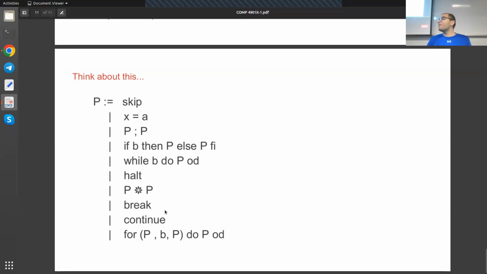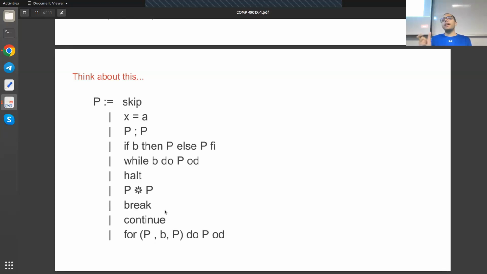Now, here's a question. What happens if I have break and continue in my programming language? Because until this point, I'm just talking about loops that have a guard. You have a condition for the loop, and you keep doing the loop as long as the guard holds. But what happens if inside this loop, I can have a break or continue? How can I write semantics for this? And actually, it gets much more complicated. That's why I really want you to think about this.